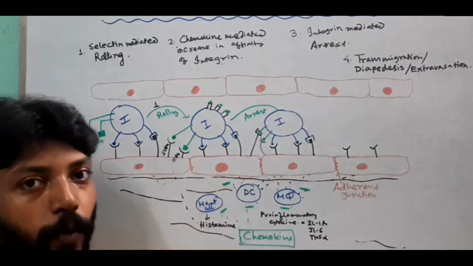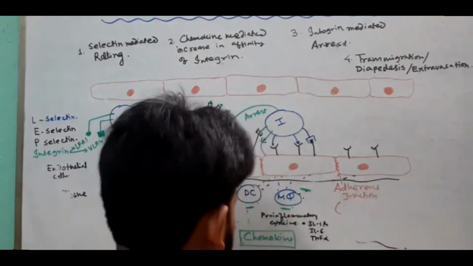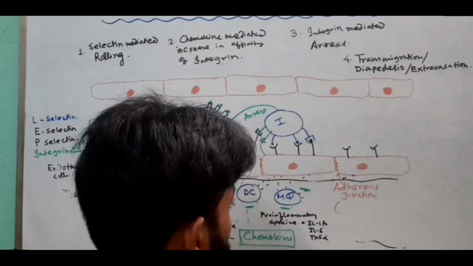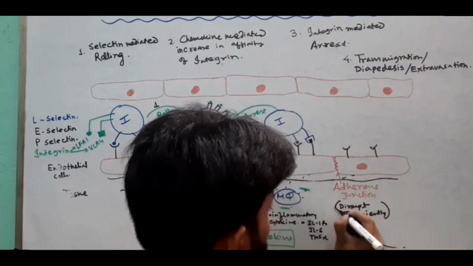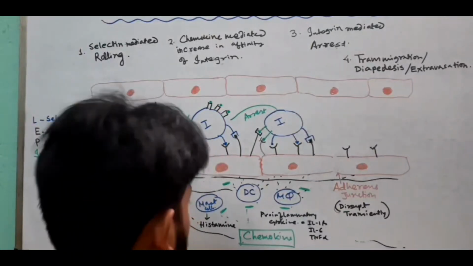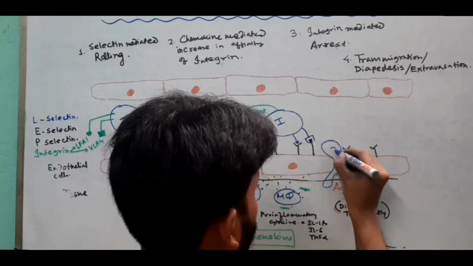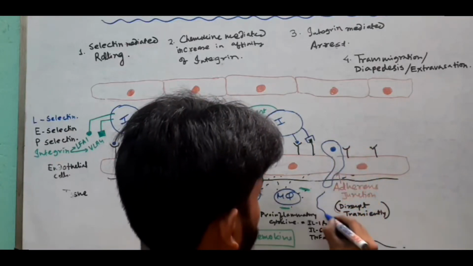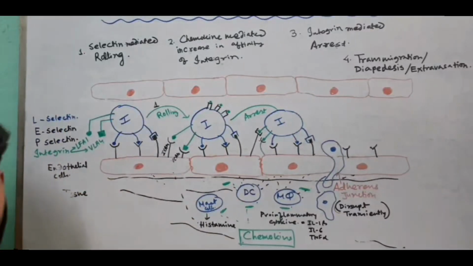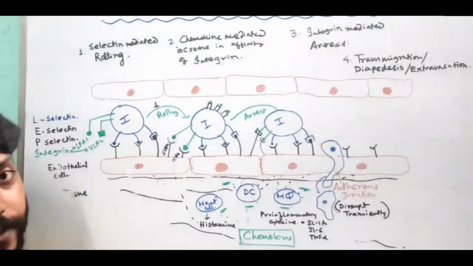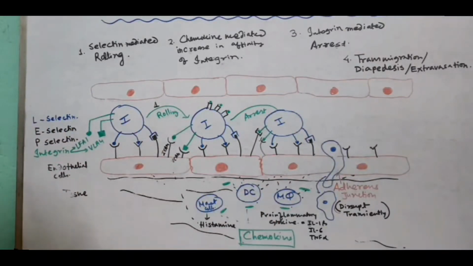Immune cells express one molecule called CD31 that disrupts this adherens junction transiently, not permanently, and then the immune cells can enter into the tissue site. Now these immune cells are entering from the blood vessels into the tissue site. This is called transmigration or diapedesis or extravasation. So these are the 4 steps by which immune cells reach into the infected tissue site.